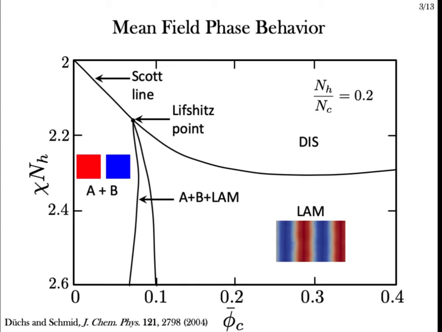And you'll notice that I've flipped the vertical axis so that the high temperature phases are on the top. If there's no copolymer present, so phi_C equals 0, homopolymers phase separate at a critical point at chi N equals 2. As you add copolymer to the system, the segregation is suppressed, and the critical point moves to higher chi N along what's called the Scott line. The Scott line terminates at a Lifshitz tricritical point, after which, when the system phase separates, it microphase separates into the lamellar phase. You might have noticed that bicontinuous microemulsions are conspicuously absent from this mean field phase diagram.